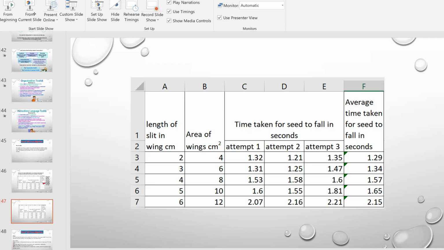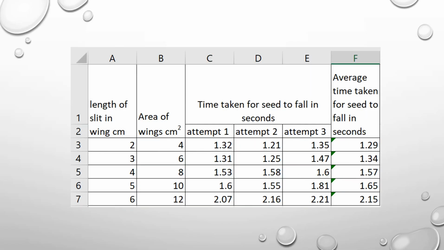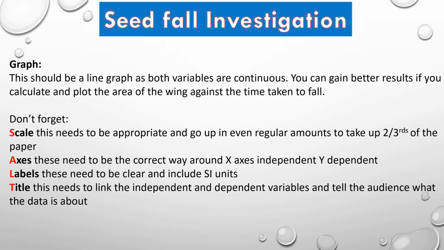So if I go back to my slideshow where we were previously, so obviously this is the Excel document here. And as I said, it should be a line graph because both variables are continuous, okay? And you get better results if you calculate and plot the area of the wing rather than just the size of the slit.